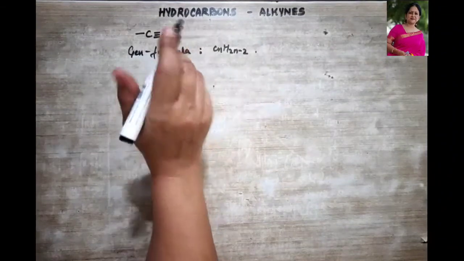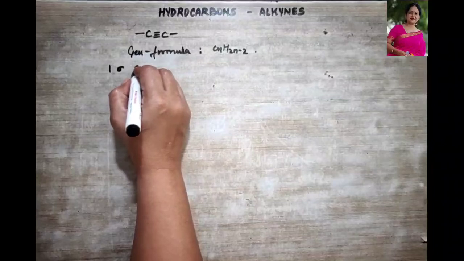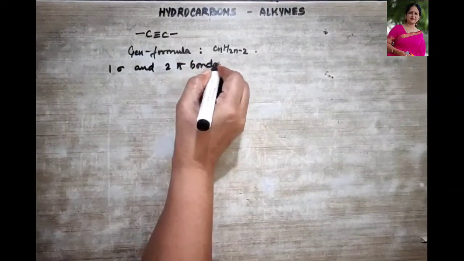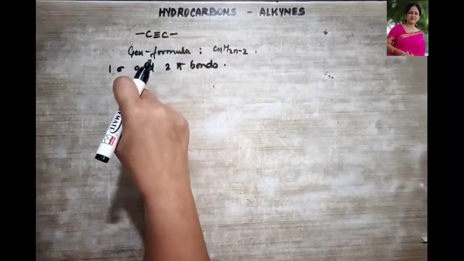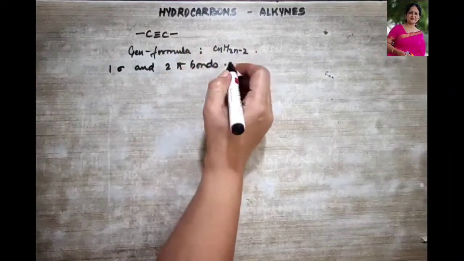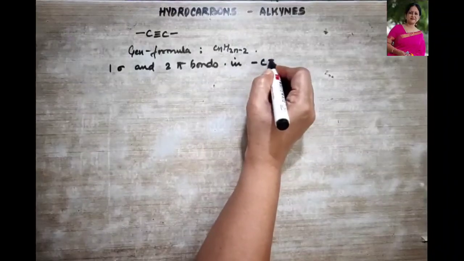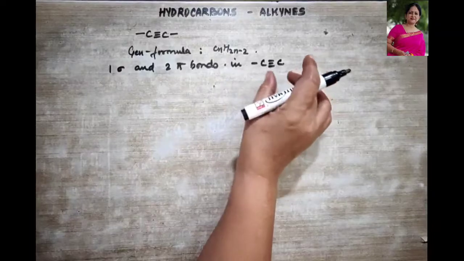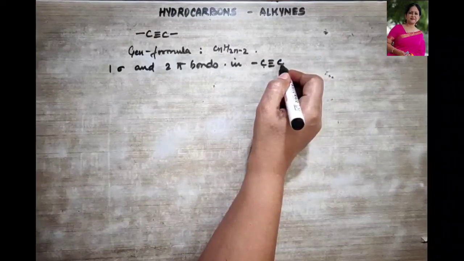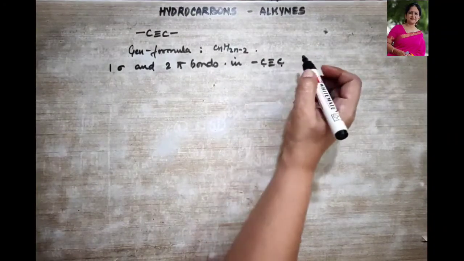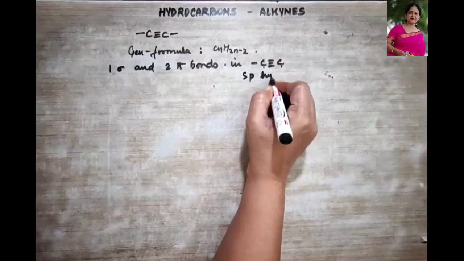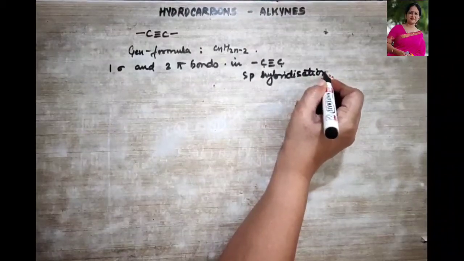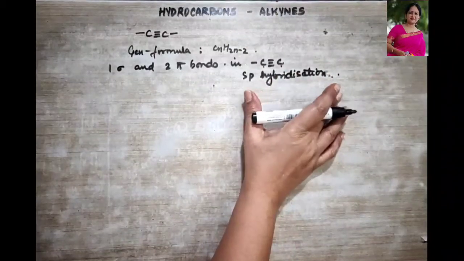There is one sigma bond and there are two pi bonds. Clear? There are one sigma bond and two pi bonds in the carbon-carbon linkage, right? The two carbon atoms of this carbon-carbon, in the excited state, show sp hybridization, right? Or they are sp hybridized.